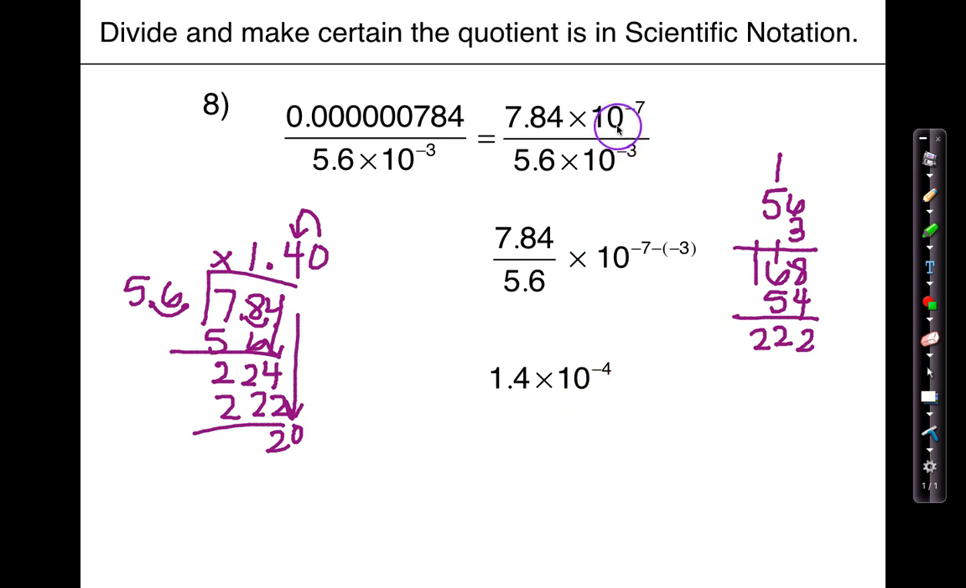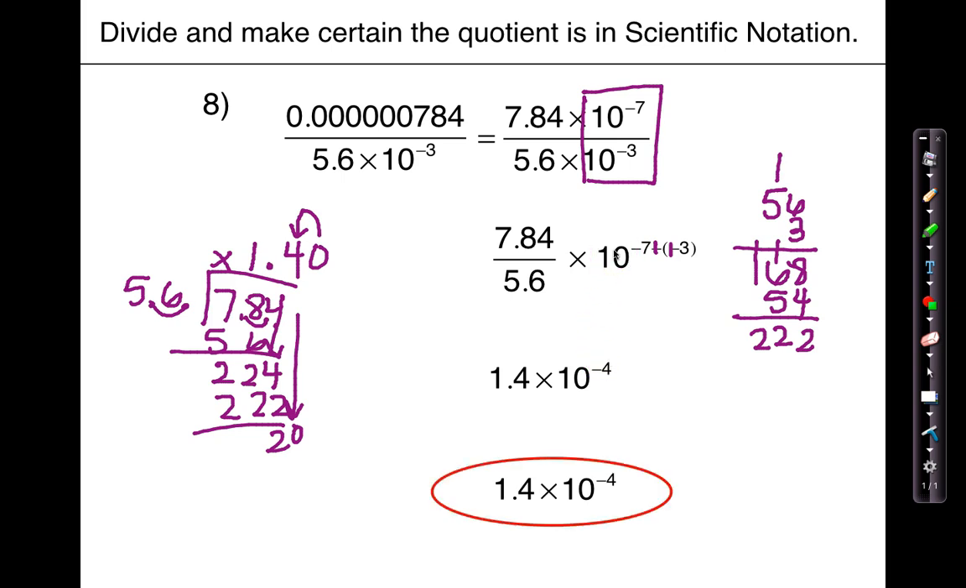Now, how did I get negative 4? Again, to keep things simple, just subtract the exponents, negative 7 minus negative 3, which would, if you add the opposite, leave you with a negative 4. So the answer is 1.4 times 10 to the negative 4th power.